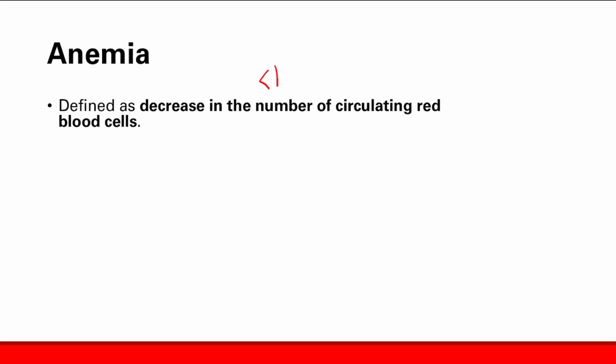And for men, it's less than 14. And for women, it'd be less than 12. Hemoglobin less than 14 for men, less than 12 for women, is diagnostic of anemia. If you want to look at hematocrit, that's another measure. Hematocrit is basically hemoglobin times 3.